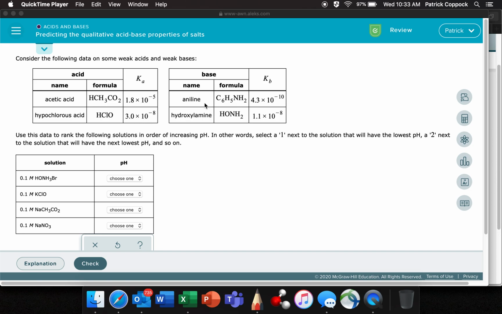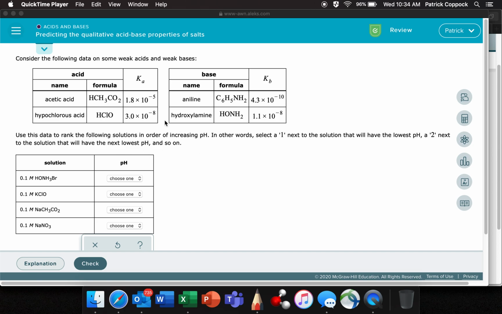Okay, and here's a couple bases. Aniline, which has a formula of such and such, has a Kb of 4.3 times 10 to the negative 10, and hydroxylamine has got a Kb of 1.1 times 10 to the negative 8. So since this is bigger, this is going to be a stronger base.